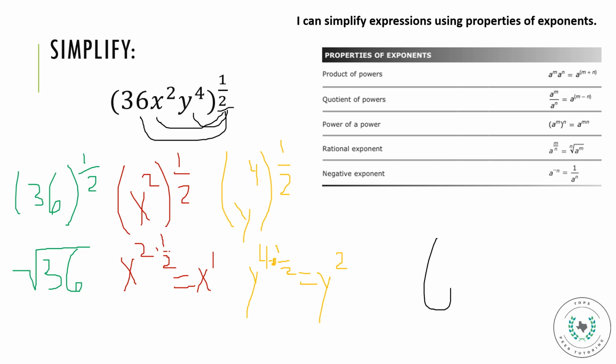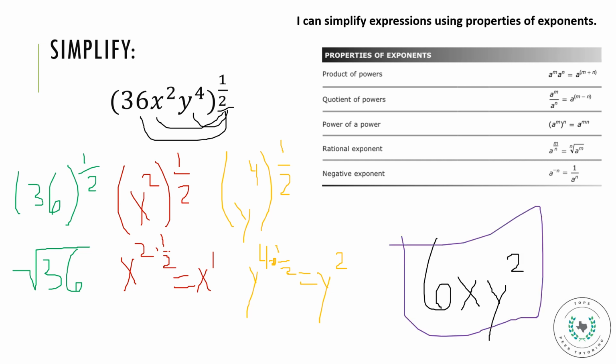Now we can bring our x to the power of 1, and once again, when something is to the power of 1, it's just itself. So that's the same thing as just saying x, so we can just say x. And then we bring that y squared over. And we're left with a final answer of 6x y squared.